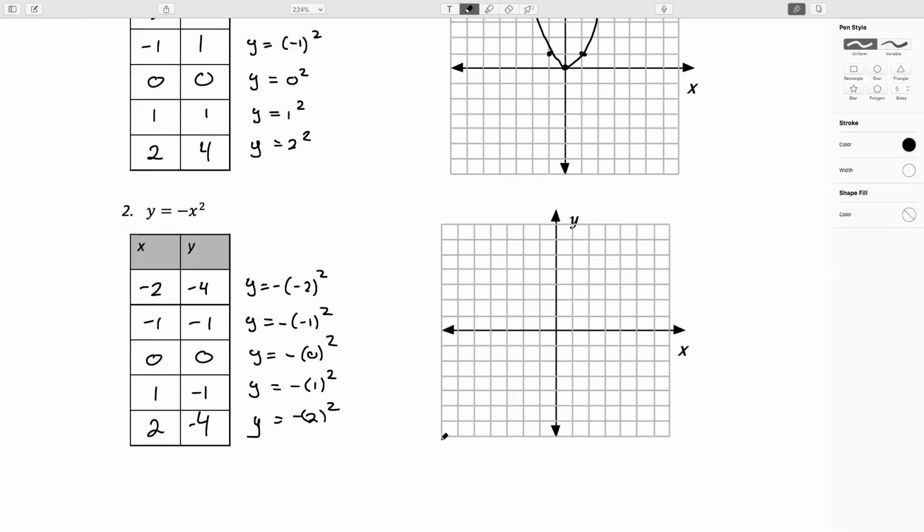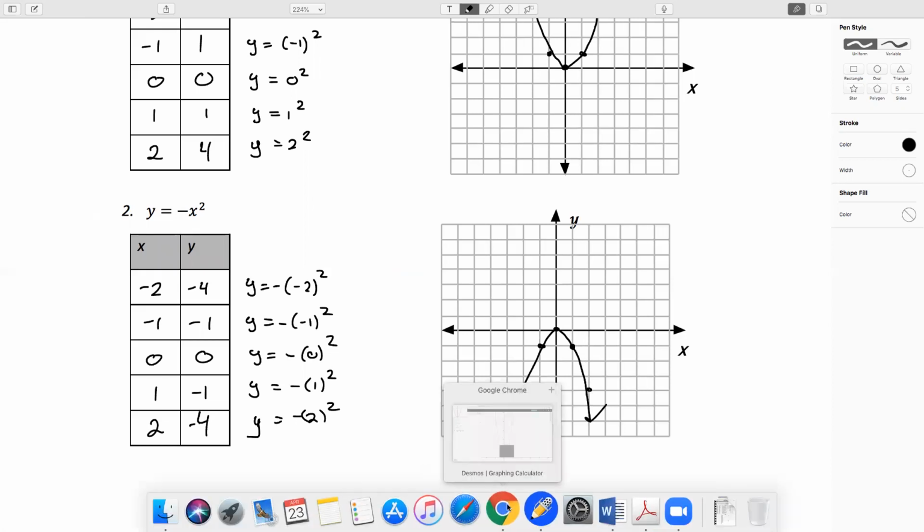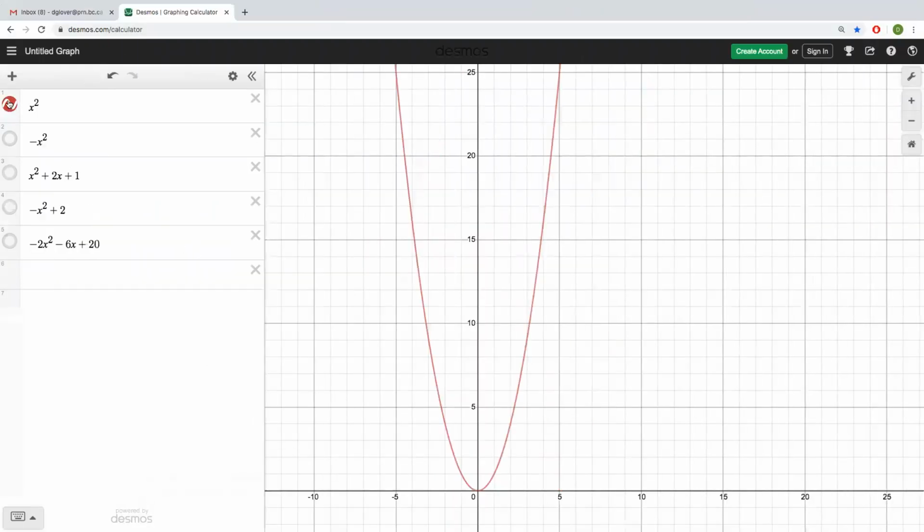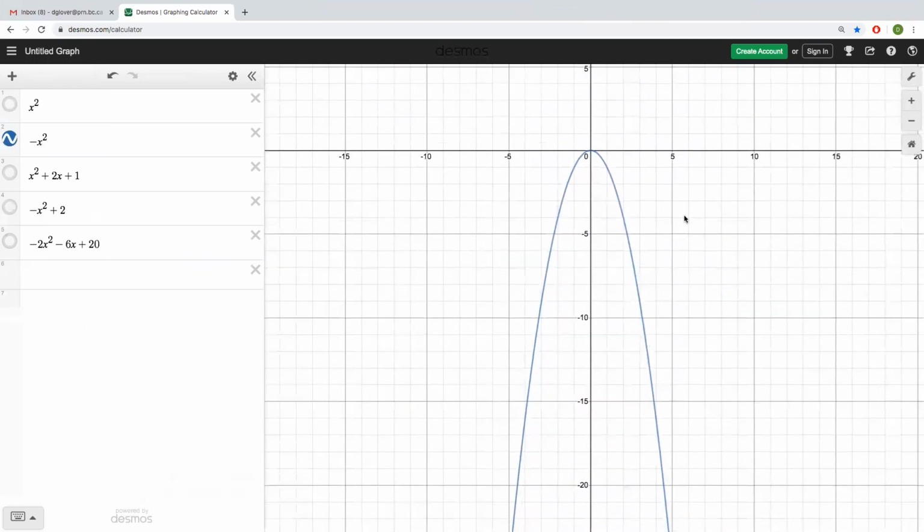So if we go to graph this, our points are similar, but it's now going to look like it's opening down instead of up. So at -2, we have -4. At -1, we have -1. 0 is 0. 1 and -1, and 2 and -4. And so we get this kind of shape to our parabola. We can confirm this by graphing it in Desmos, or a graphing calculator. So we can graph this. We want to graph negative x squared this time. And this is what the function looks like.